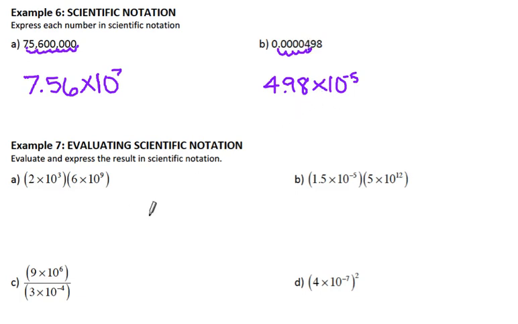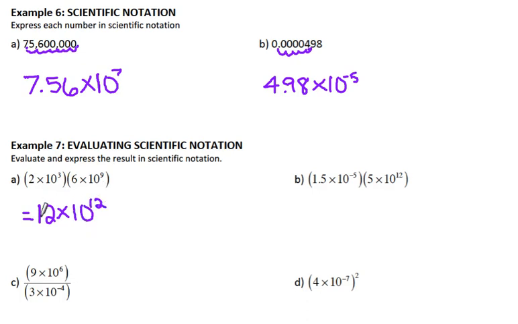When you're multiplying and dividing and raising powers of scientific notation, you can go ahead and do this on the calculator. It does deal with your properties of exponents. So over here I'm going to go ahead and multiply these two numbers first. So 2 times 6 is 12. 10 cubed times 10 to the 9th, since I'm multiplying them, I'm going to go ahead and add my exponents together. So that's going to be 10 to the 12th.